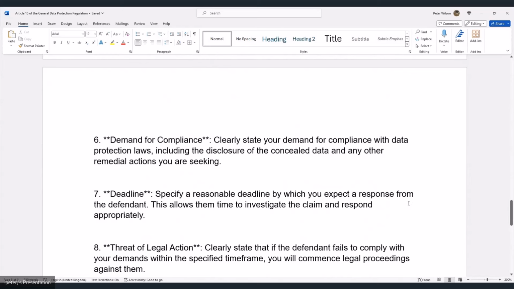This allows them time to investigate the claim and respond appropriately. Remember, we've sent an SCR and a second SCR, so we don't need to give them a month or anything like that. You can give them 7 days, and that would be perfect. It's a reasonable time, as they're saying there. Okay, specify a reasonable deadline. All right, so that would be perfectly reasonable.